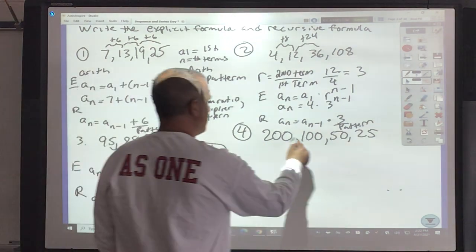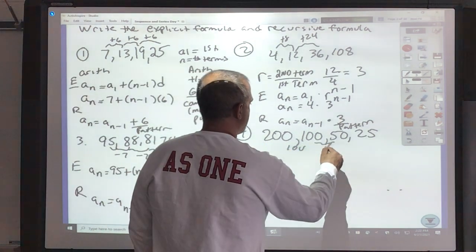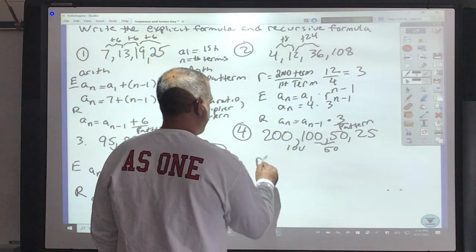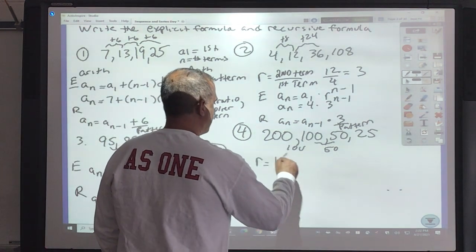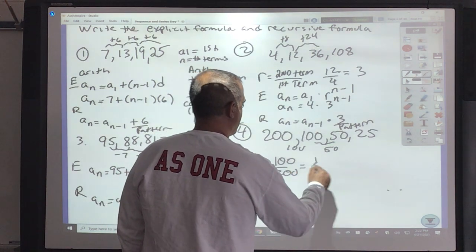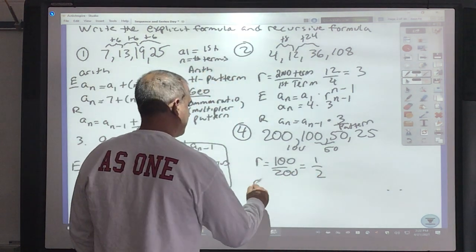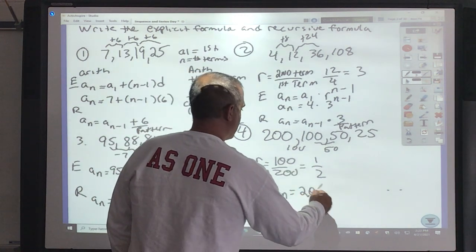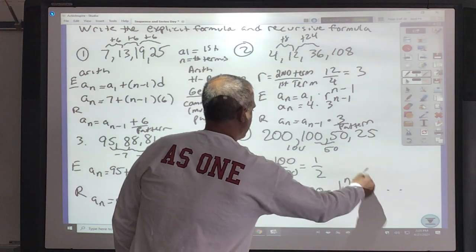Now, when I go to this one, the difference here would be 100, the difference here would be 50. So it cannot be arithmetic. I want to find the ratio, which would be second term divided by first term. 100 divided by 200 would be 1/2. So my explicit formula is a_n equals the first term of 200 times 1/2 to the n minus 1.